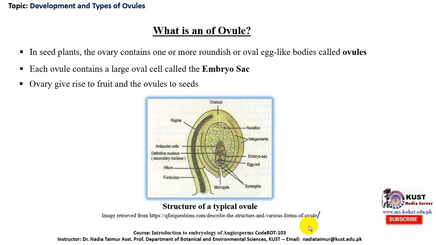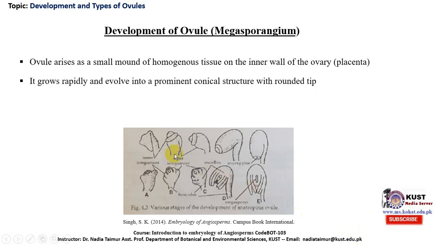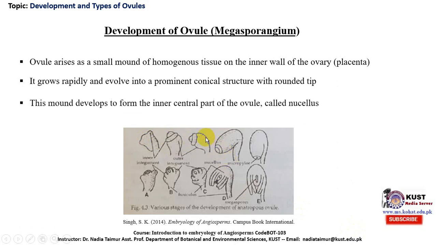Now let's discuss how an ovule develops. The ovule arises as a small mound of homogeneous tissue on the inner wall of the ovary. It grows rapidly and evolves into a prominent conical structure with a rounded tip. This mound develops to form the central part of the ovule called the nucellus. This image shows various stages of the development of an ovule.